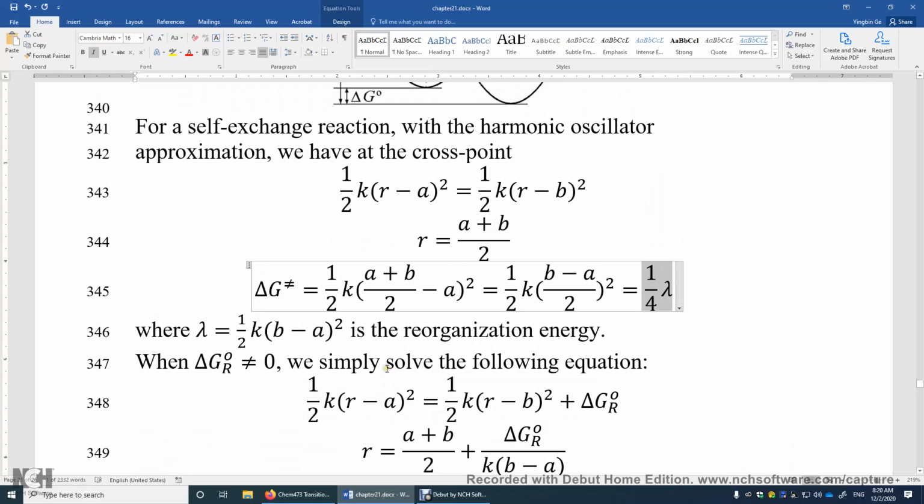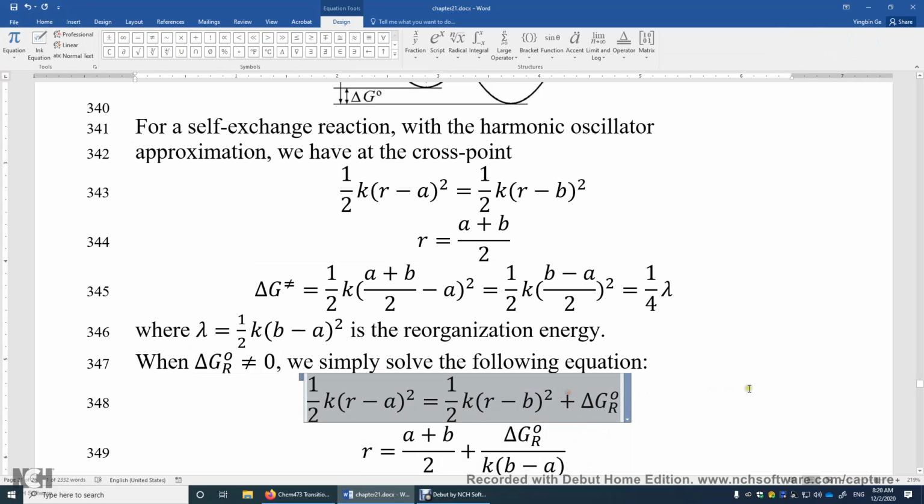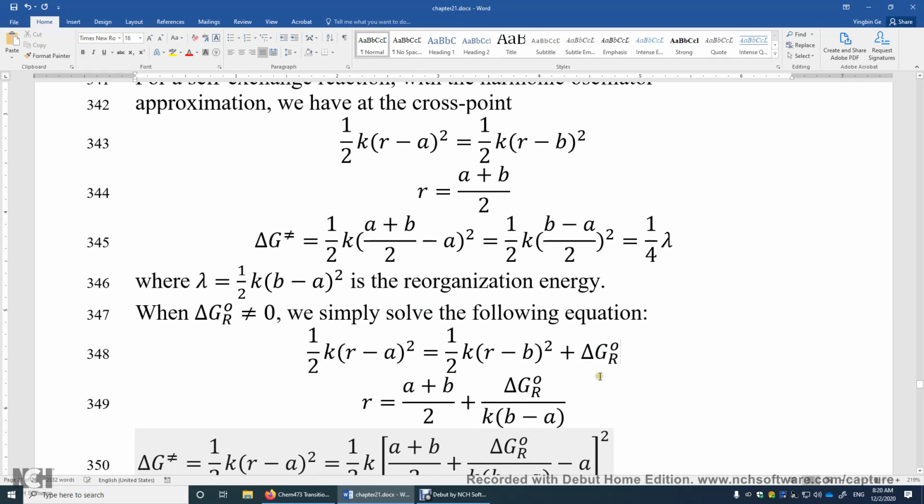Now, what if the reaction is not a self-exchange reaction? What if this Gibbs energy of reaction is non-zero? Well, we'll just solve this equation. Okay, we just need to solve this equation. So this equation tells you, well, this guy is equal to this minus this. That's it. This guy, this is the Gibbs energy change of the reaction, is equal to this guy minus this guy.